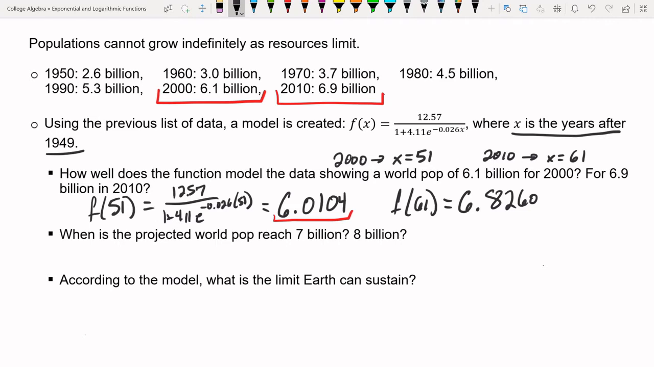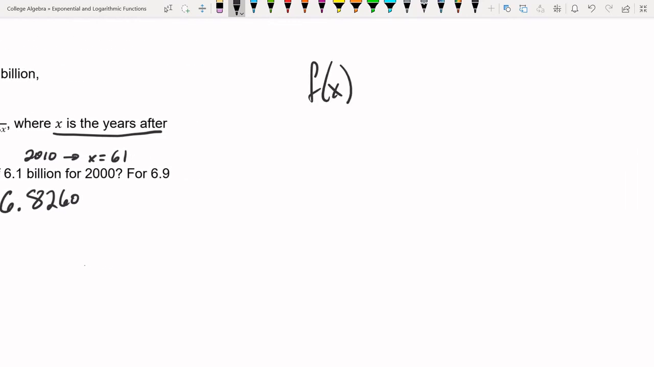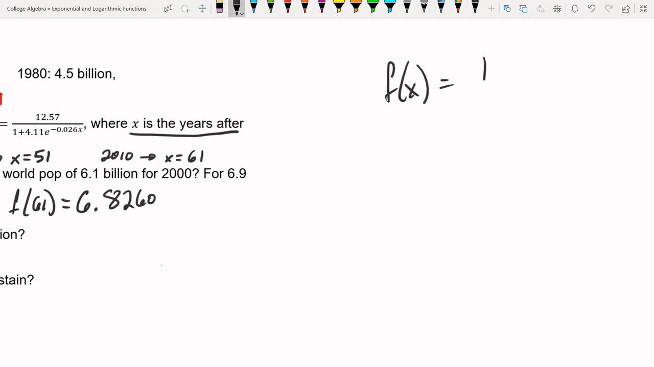Okay, when is the projected world population 7 billion and 8 billion? So what we're trying to figure out here is when f of x equals 7 and then 8, what is x going to be? Now in the previous problem, with the country populations, I solved the function for a different variable. I'm going to do the same thing here. I'm going to do it off to the side. It's not long, it's just that the numbers are longer to write out. So I'm just going to solve it off to the side here and bring it back in.